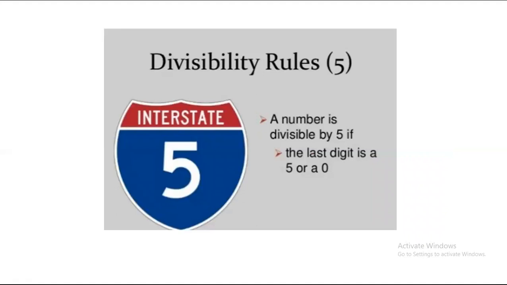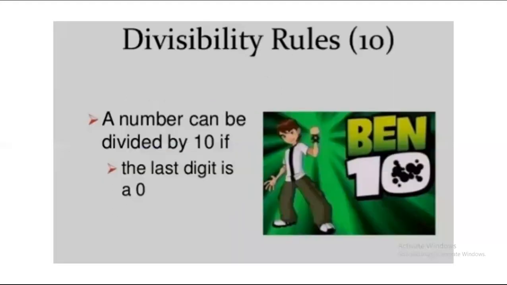Divisibility rule for number 5. A number is divisible by 5 if the last digit is a 5 or a 0. So if you find any number which has its last digit as 5 or 0, it is divisible by 5. Divisibility rule for number 10. A number can be divided by 10 if the last digit is a 0 and a 0 only, like the 0 at the end of Ben 10.